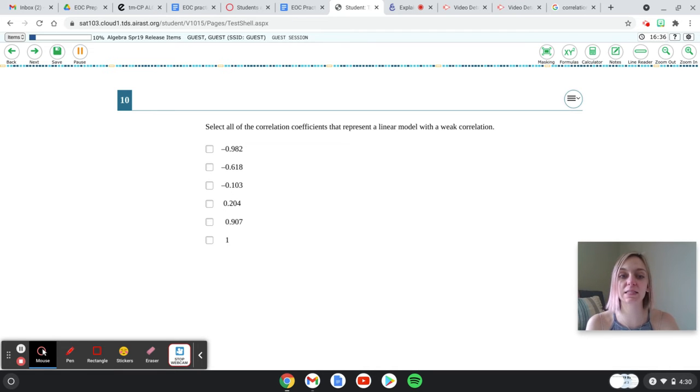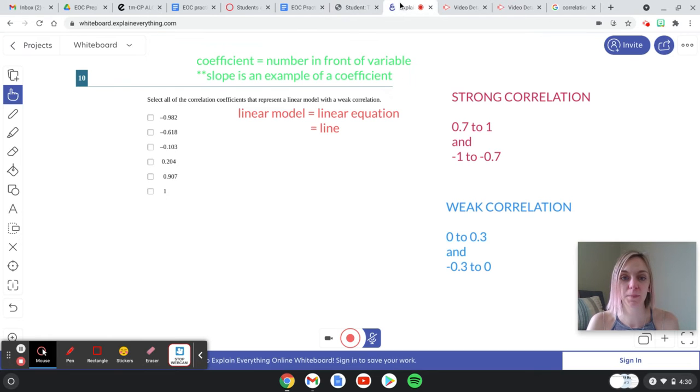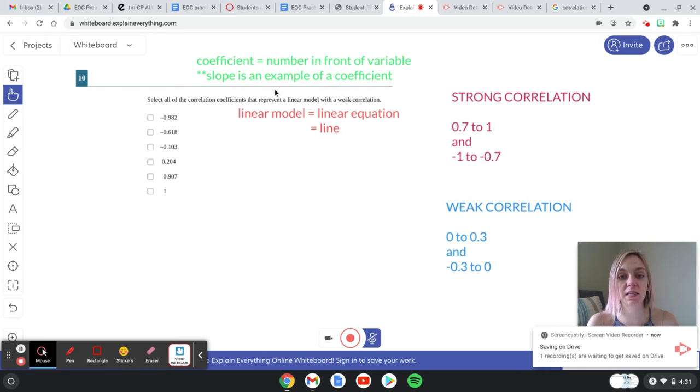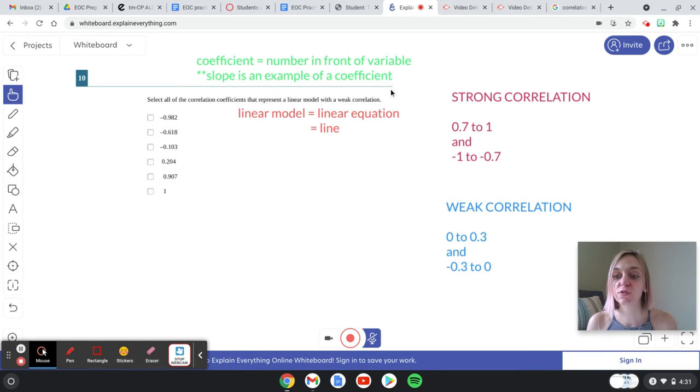Question 10 says, select all of the correlation coefficients that represent a linear model with a weak correlation. So a few things here. We know that a coefficient is a number in front of a variable, and that slope is an example of a coefficient. So pause the video to put this in your notes.